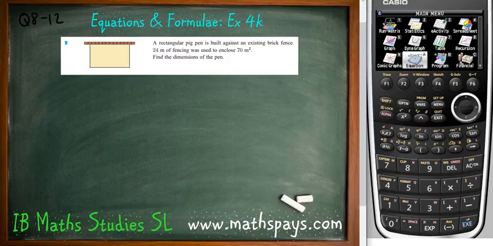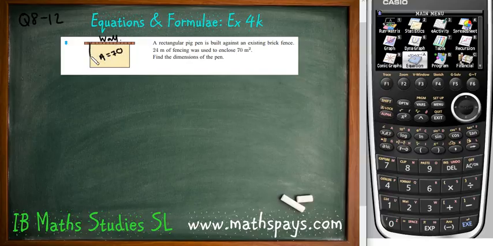Okay, first of all, let's have a look at this question. It says here that we have a rectangular pig pen. It's built against an existing brick fence or a wall, let's say, for example, and we have 24 meters of fencing that's used to enclose an area of 70 square meters.